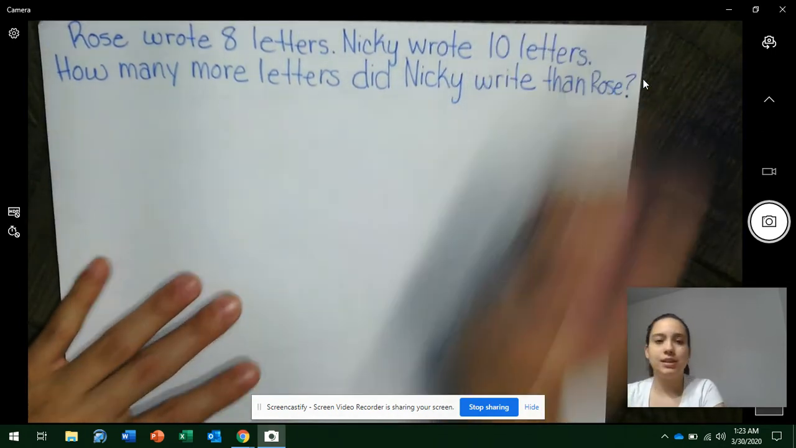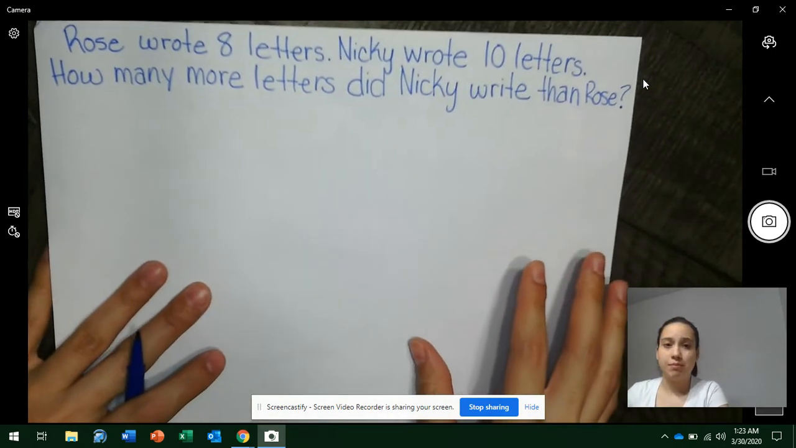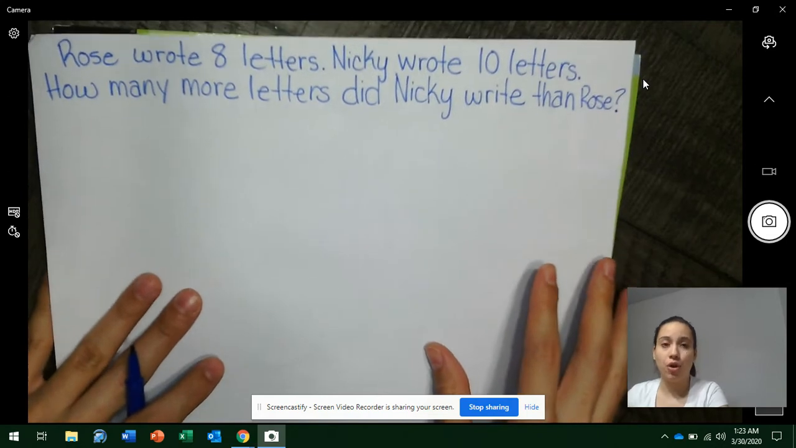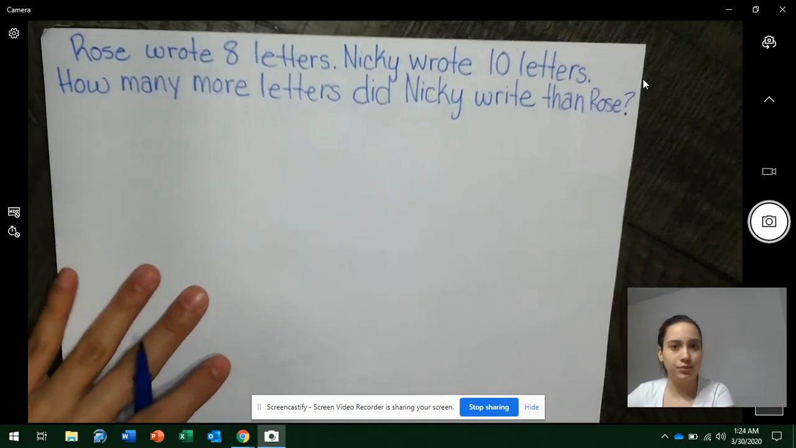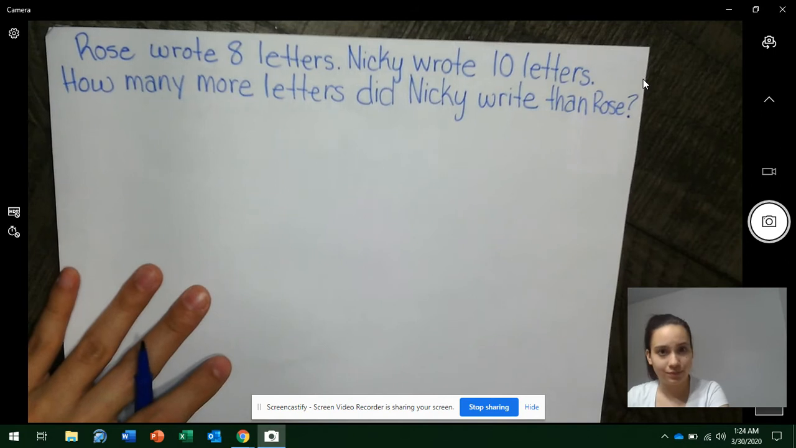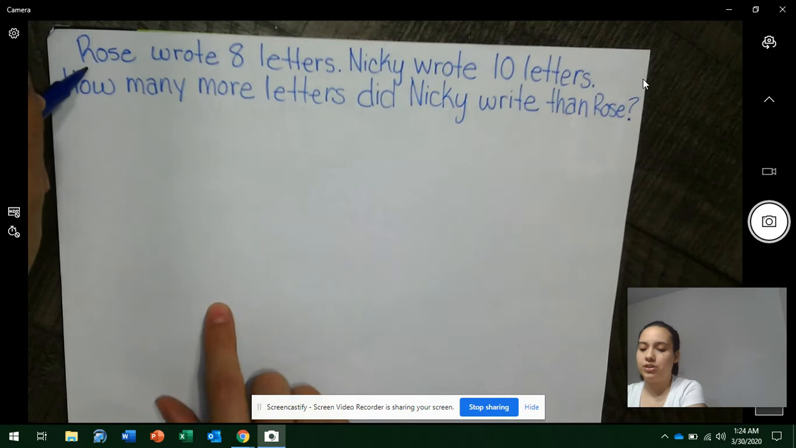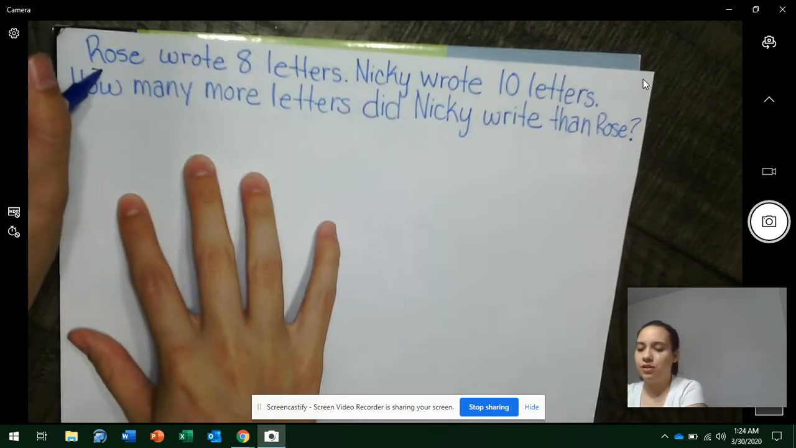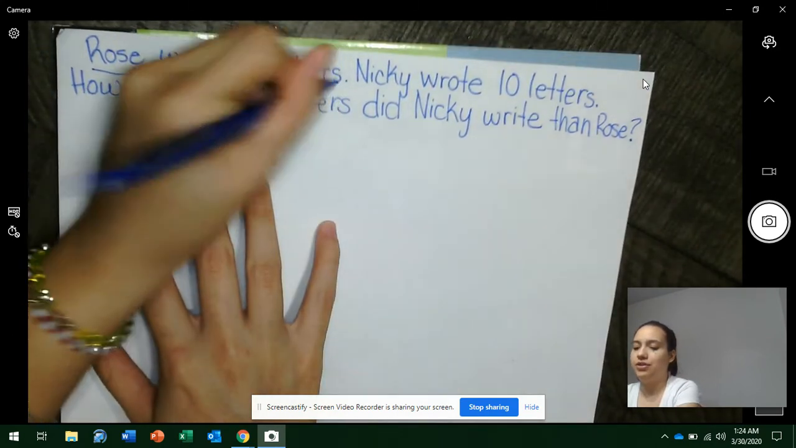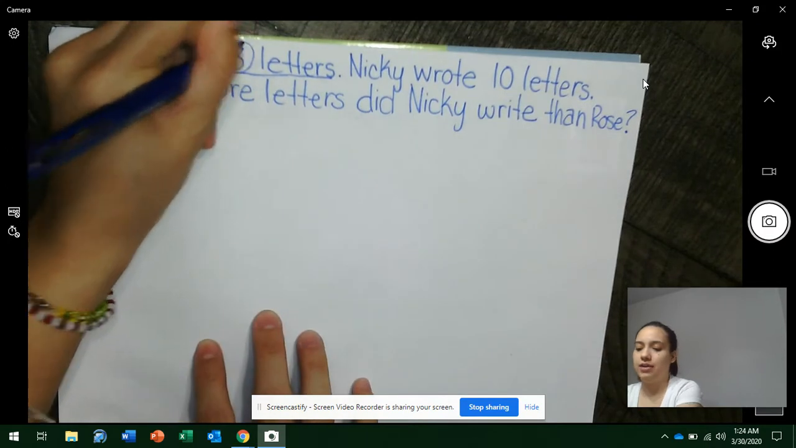Okay, so let's begin. So our first step in solving these problems is we're going to draw the first sentence. What are we going to do? Get ready. Yes, we're going to draw it. So let's go ahead and read it so that we can start drawing it. It says Rose wrote 8 letters. So we're going to draw 8 letters.